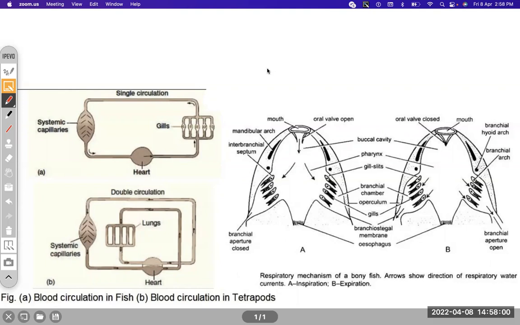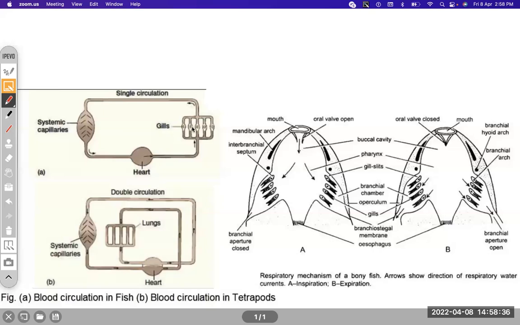See, as you know, the vertebrates have a closed circulatory system. Even in a closed circulatory system, there are two types, single circulation and double circulation. Now look at this picture, the left one. This is a schematic diagram showing the blood circulation in fishes, and in comparison, how it is different from us. We are tetrapods. So tetrapods and amniotes have a different one.